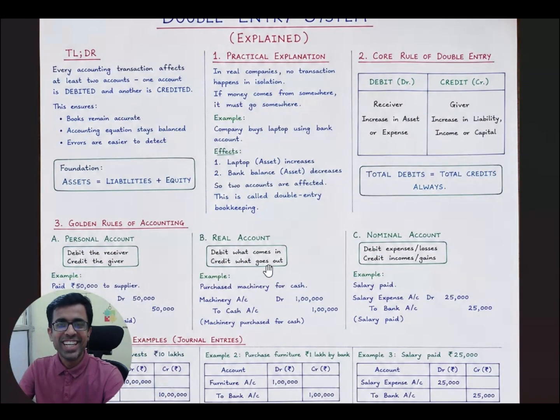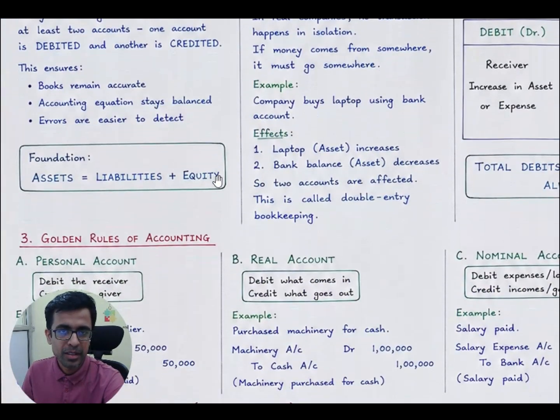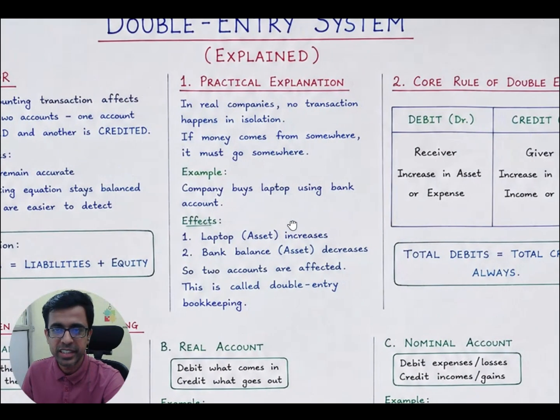Hello everybody, in this video we will understand in detail what you mean by double entry system. Double entry means every accounting transaction affects at least two accounts. One account is debited, another account is credited. This ensures books remain accurate, accounting equations stay balanced, and errors are easy to detect. Foundation: assets equal liability plus equity.